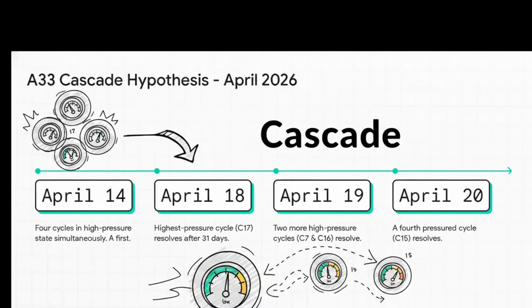All right, let's break down what went on back in April of 2026. On the 14th, something happened that we'd never seen before. 4 different cycles were all in what we call a high-pressure state at the exact same time. Basically, they were all statistically overdue for a win. Then, a few days later, on the 18th, the most pressured cycle, number 17, finally hit. It resolved. But what happened next is the really interesting part. In just the next 2 days, the other 3 high-pressure cycles also hit, one after the other, like dominoes. That rapid chain reaction, that's what we call the cascade.